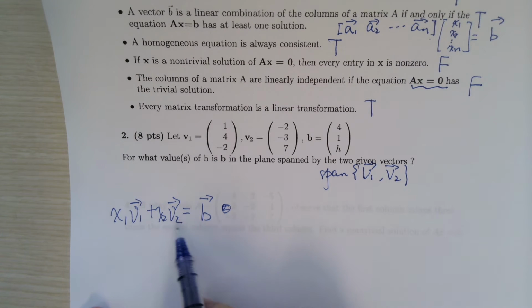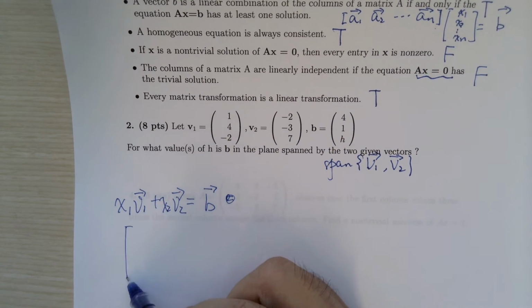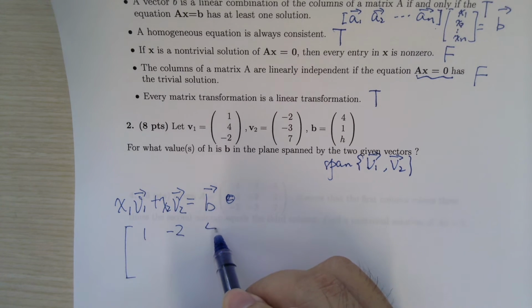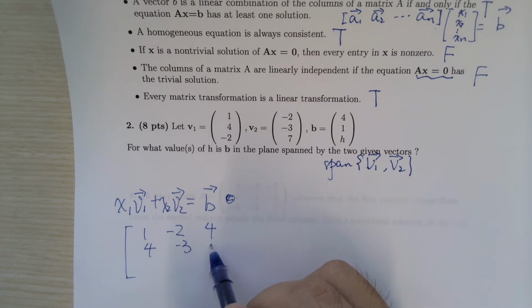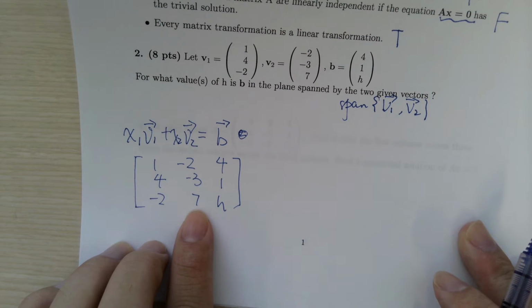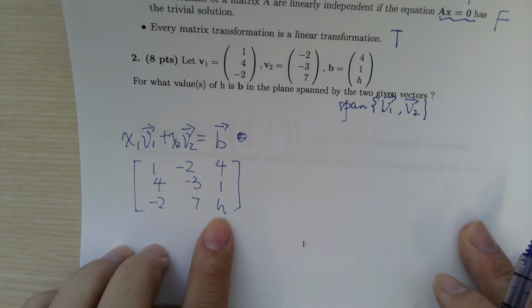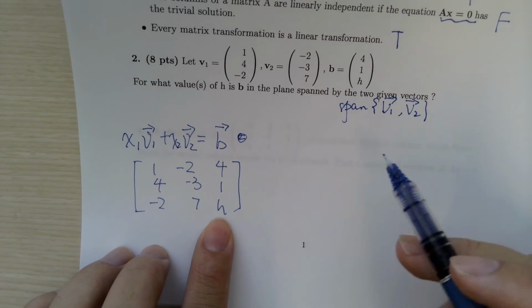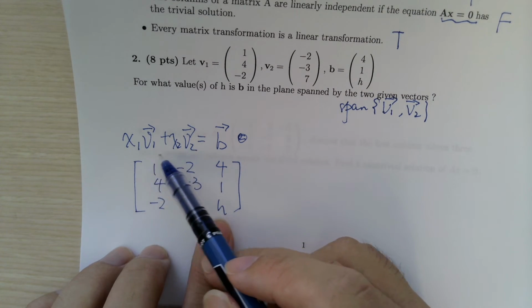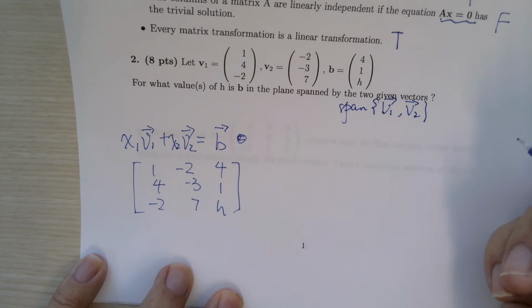Okay, so we're looking for some solutions. If we transform this, it is equivalent to asking if this augmented matrix is consistent, right? So if it's consistent, that means we have at least one solution. Okay, so we can do some row reduction.